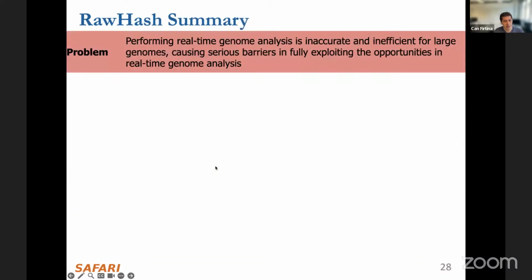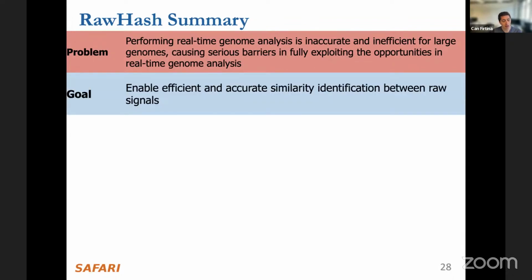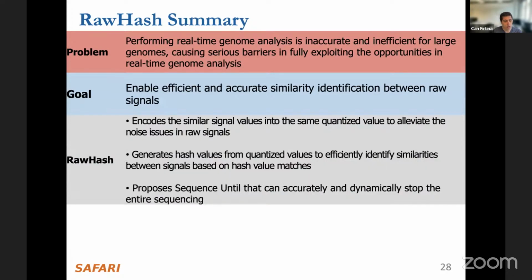So let me reiterate the executive summary of RawHash again. The problem in nanopore sequencing is to perform real-time genome analysis, and existing methods are usually inaccurate or inefficient for large genomes, causing serious barriers to fully exploiting the opportunities in real-time genome analysis. So our goal is to enable efficient and accurate similarity identification between raw signals. RawHash encodes the similar signal values into the same quantized value to alleviate the noise issues in raw signals. It then generates the hash values from quantized values to efficiently identify similarities between signals based on the hash value matches.